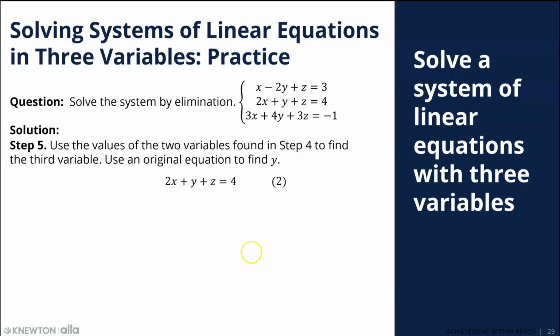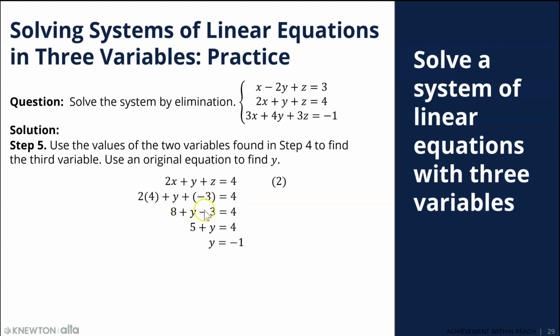So we can plug it in to, for instance, equation number 2. You can pick any equation, so we'll just pick equation 2. So we plug in the values to equation 2. We replace x by 4 and z by -3, and then solve for the equation here. So 2 times 4 is 8, and we have -3 here equals 4.